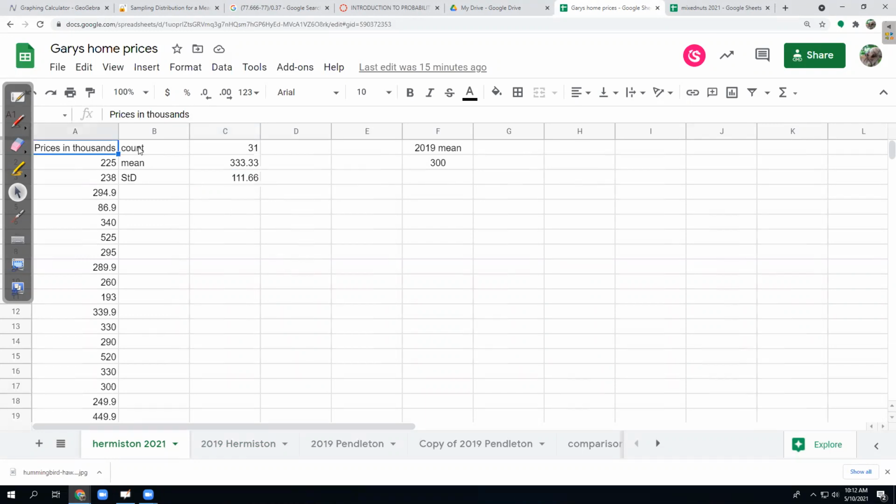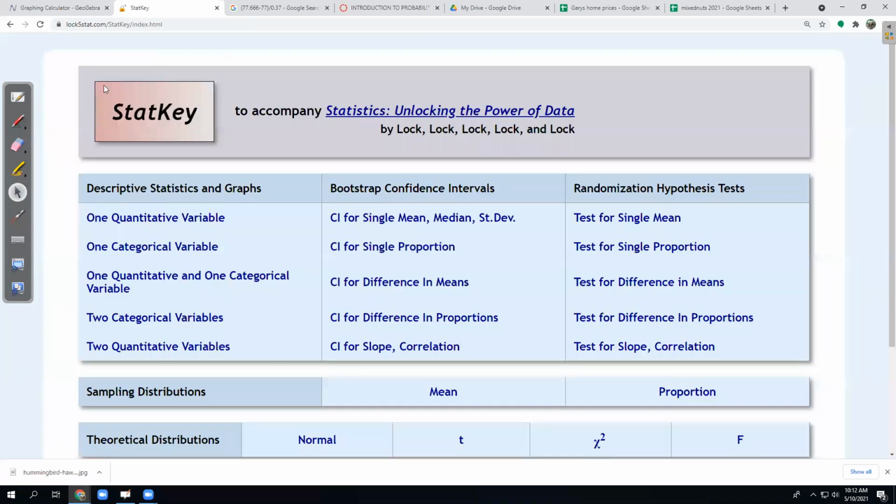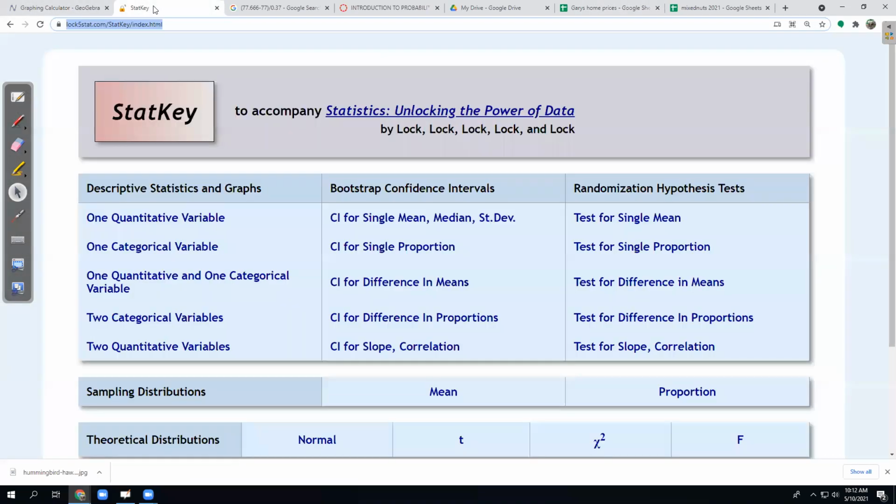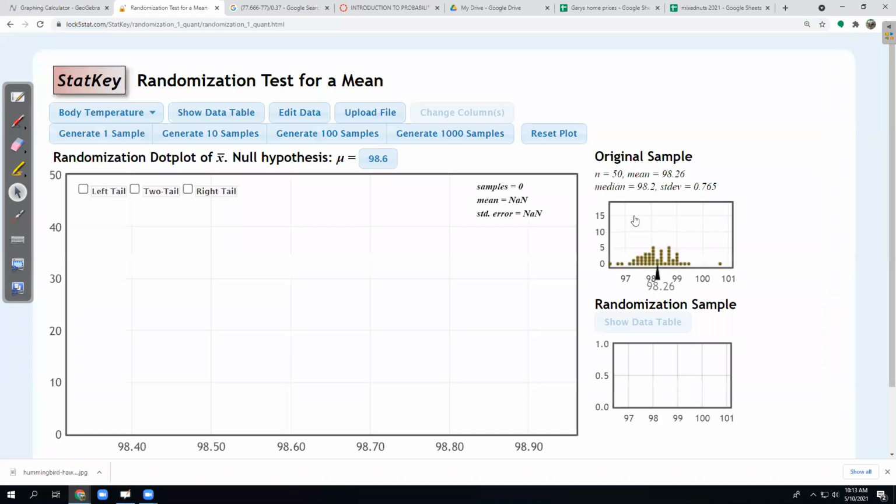Next thing I really need to do is take this data and put it in Stackkey. So copy it. Oh, I just lost my copy. Stackkey link. Copy. All right, so let's see, what are we doing here? We are doing a hypothesis test. So I'm in this column over here, and then I have to decide, am I doing a single mean, a single proportion, difference in means, difference in proportions, slope, correlation. And again, we're doing a mean, so I would like this one right here. So I gotta pick the right page in Stackkey, the right application.